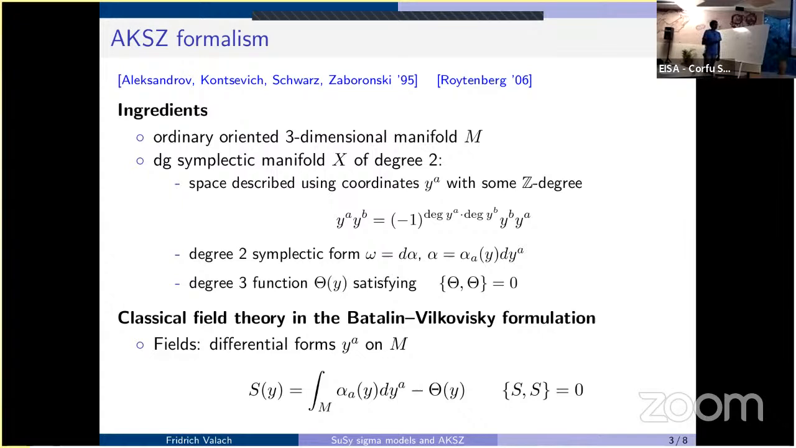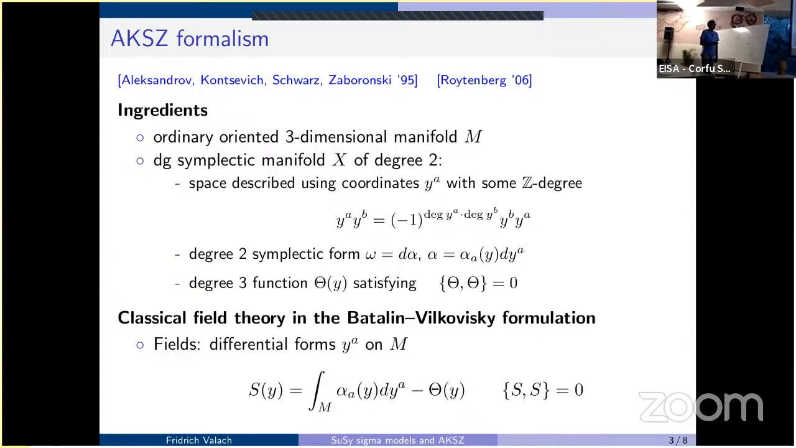And now you can construct the model where you take the first one as your source and the second thing to be the target. So more specifically, you promote the coordinates on the target, these y's, to differential forms of arbitrary degree on this source manifold M. And then the action functional looks like this.